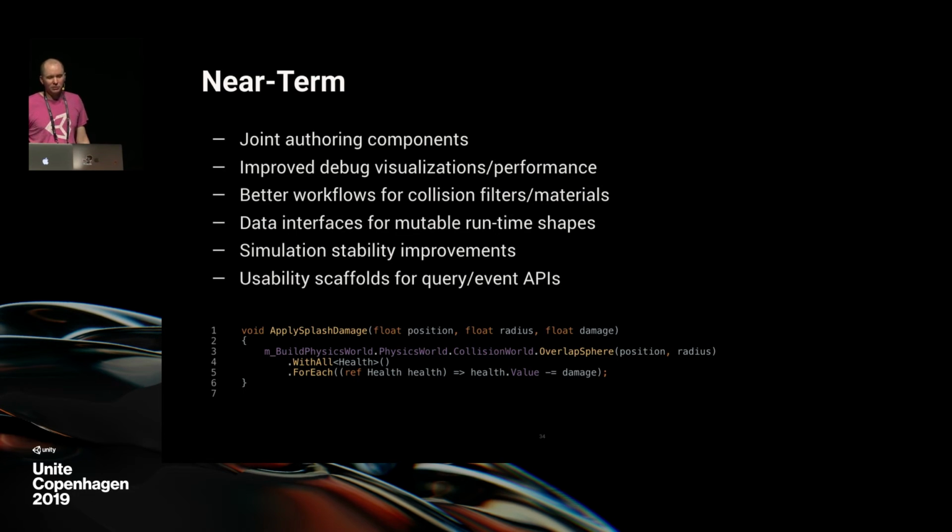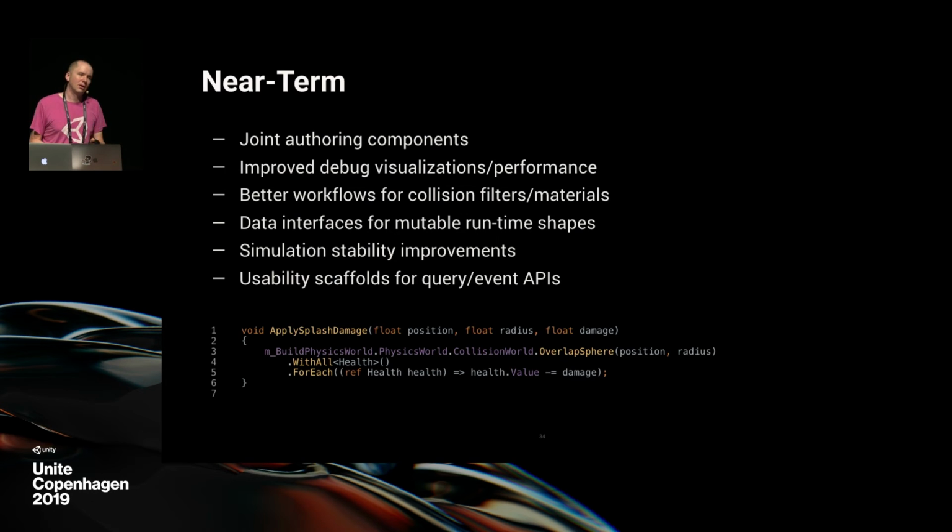We'll also have some stability improvements coming to the simulation in Unity Physics. So everything else here is to the benefit of both Unity Physics and Havok Physics, but the simulation improvements, that's going to be specific to Unity Physics. And then finally, we're going to be working on some usability scaffolds for the query and event APIs. So anybody who's working with DOTS today, you know that there's a lot of boilerplate to write your own jobs or systems. I mean, Lucas touched on this during the keynote.